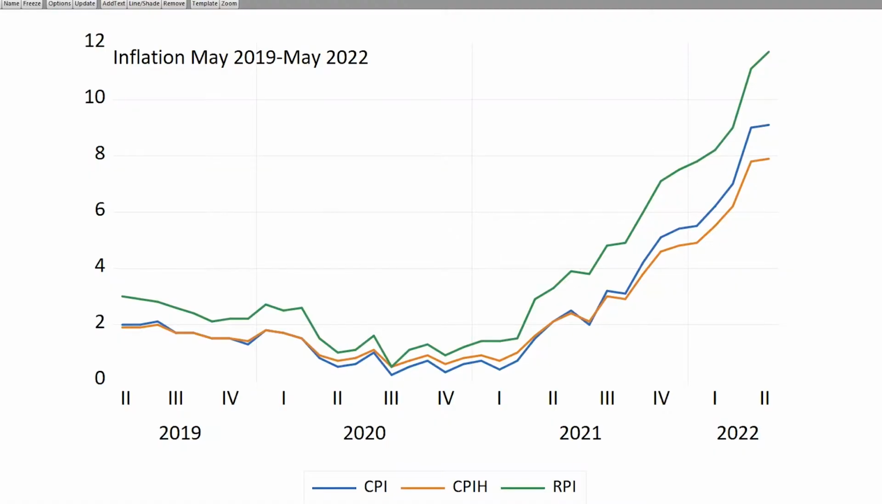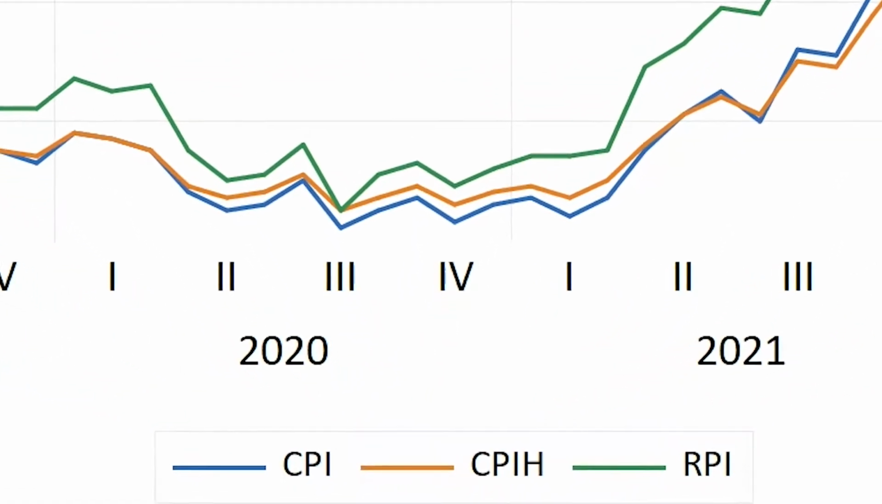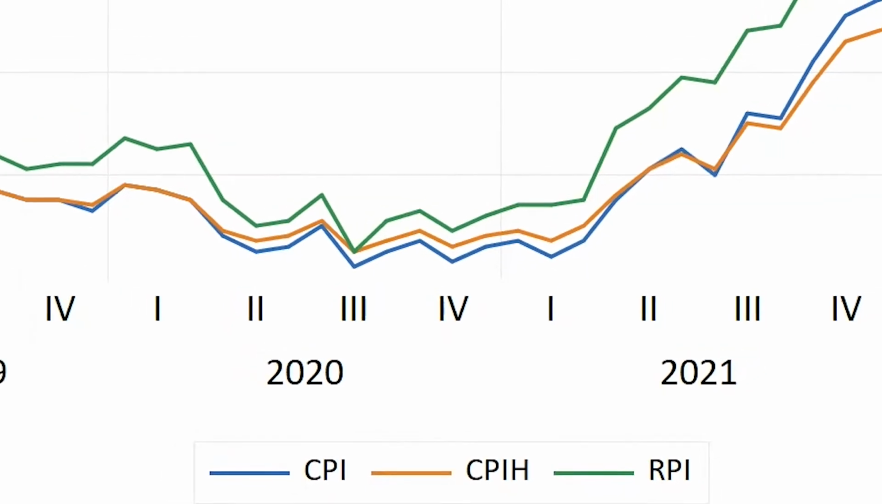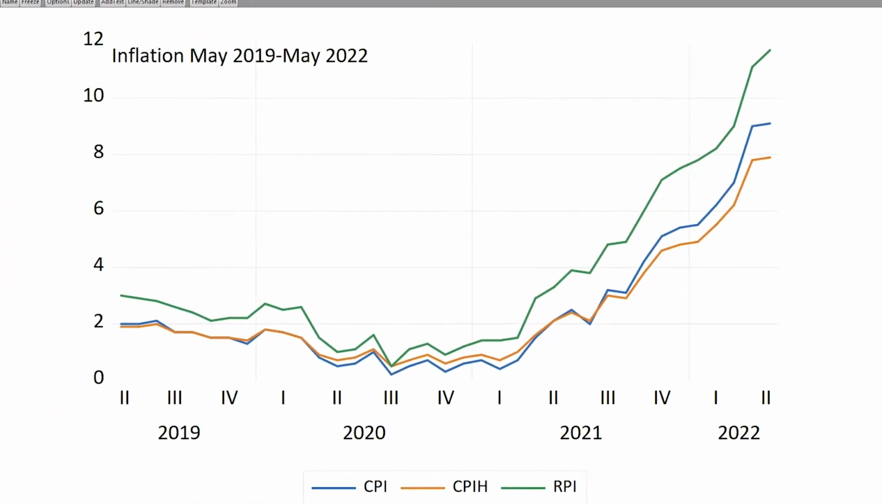The main one is the Consumer Price Index, the CPI. That doesn't include housing in the basket, so there's one which does include housing called CPIH, and there's an older price index to which various things are linked called the Retail Price Index, RPI.